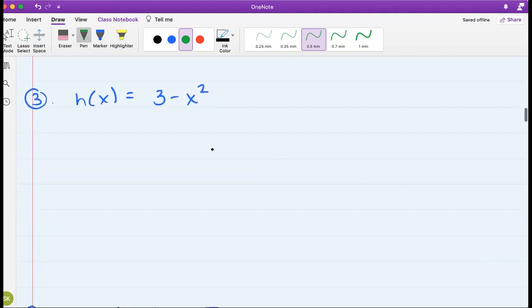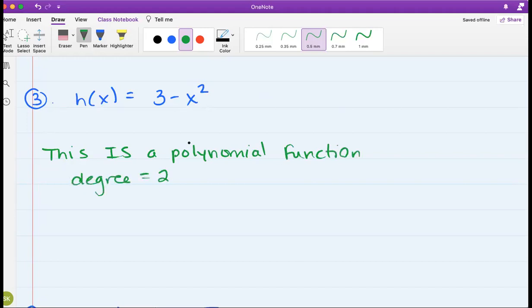Here's the next function I want to show you. This is h of x is equal to 3 minus x squared. This is a polynomial function. The n here, the degree, is 2. Notice that h of x can be written like this. H of x is equal to negative x squared plus 3. I wrote it in this reverse form because I wanted to see if you could tell what the highest power of x was, and just notice that it's a polynomial function. So the degree is 2. That is the largest power on any x I see.